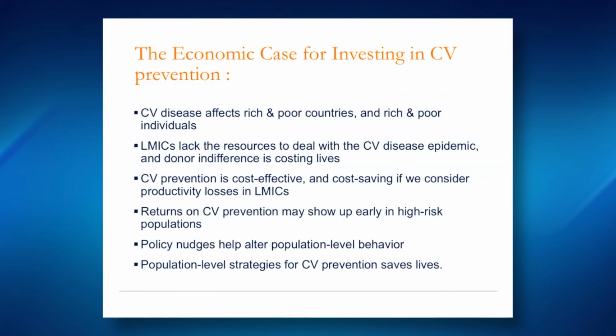This disease is not a disease of rich countries or of rich people. Recognize that LMICs lack resources, both money and human resources, to deal with this. CV prevention can be cost-effective, even cost-saving, if we consider productivity losses. Returns show up early at a population level, if not at an individual level. Policy nudges can help alter population behavior, and I think that's where a lot of the money lies as far as we're concerned in cardiology. And these strategies can save lives. So I'll stop there. Thank you.